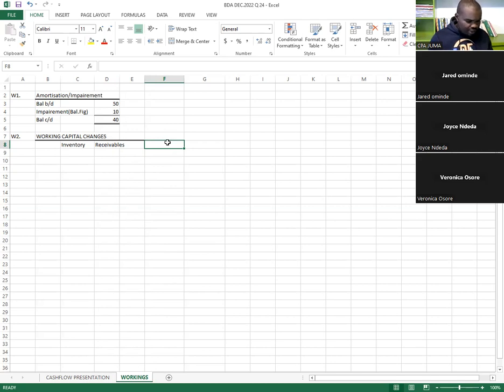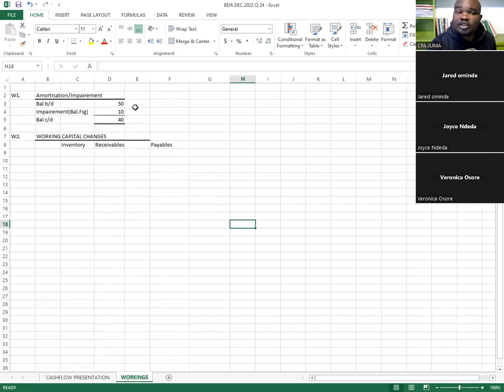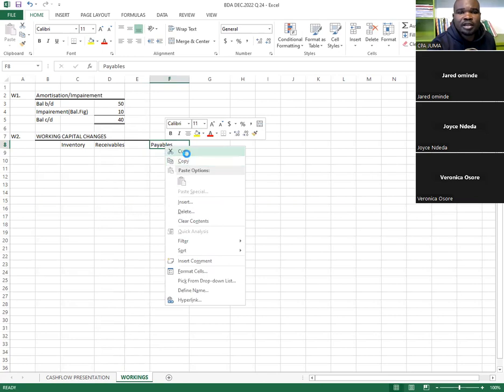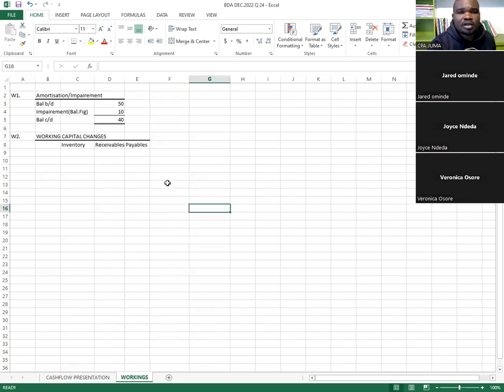So go to current liabilities, bank overdraft, no? So you will bring payables only. Interest does not come here. Tax, you don't bring them here. So these are the working capital components. Mostly they are those 3. I don't know why payables went there. Let me cut and bring it here.